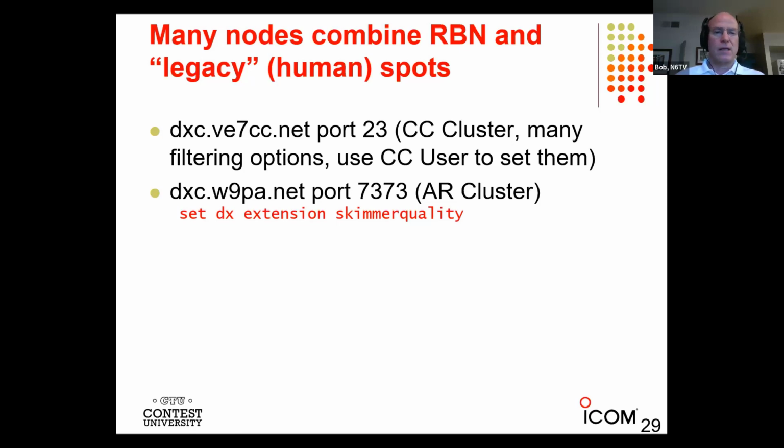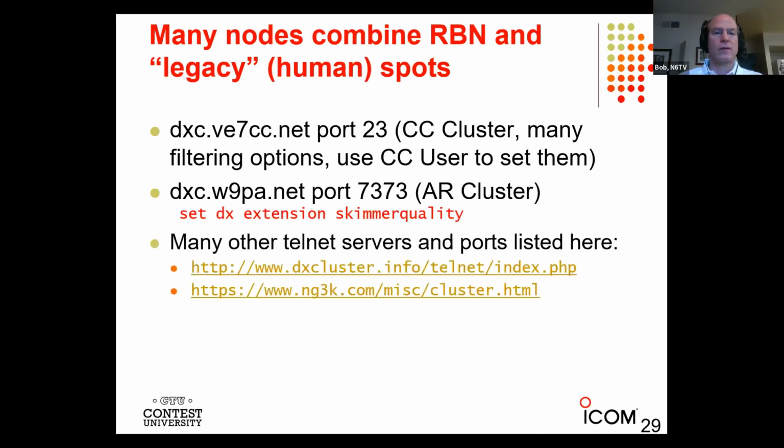And he has this extension you can add, one of the last pieces of software that went into AR cluster. You can type in this command, set DX extension skimmer quality, and it puts little flags next to the spots that indicate this one's a brand new one, this one probably busted, this one known busted, things like that. And there's a whole list of Telnet servers and ports that you can connect to if one goes down.